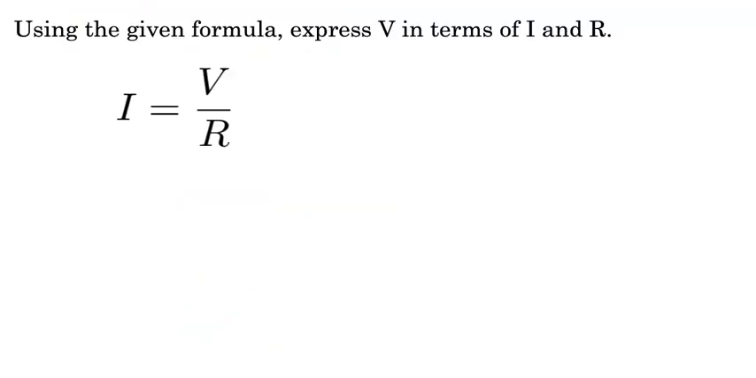Next up, using the given formula, express v in terms of I and r. So the formula they gave us is I equals v divided by r, and we are solving for v. So we go to the formula, we can multiply both sides of the equation by r. Now on the left side, when we go to write the product of r and I, we do typically put our variables in alphabetical order. So we'll write that as I times r equals v. Since the r variables on the right side will simplify.